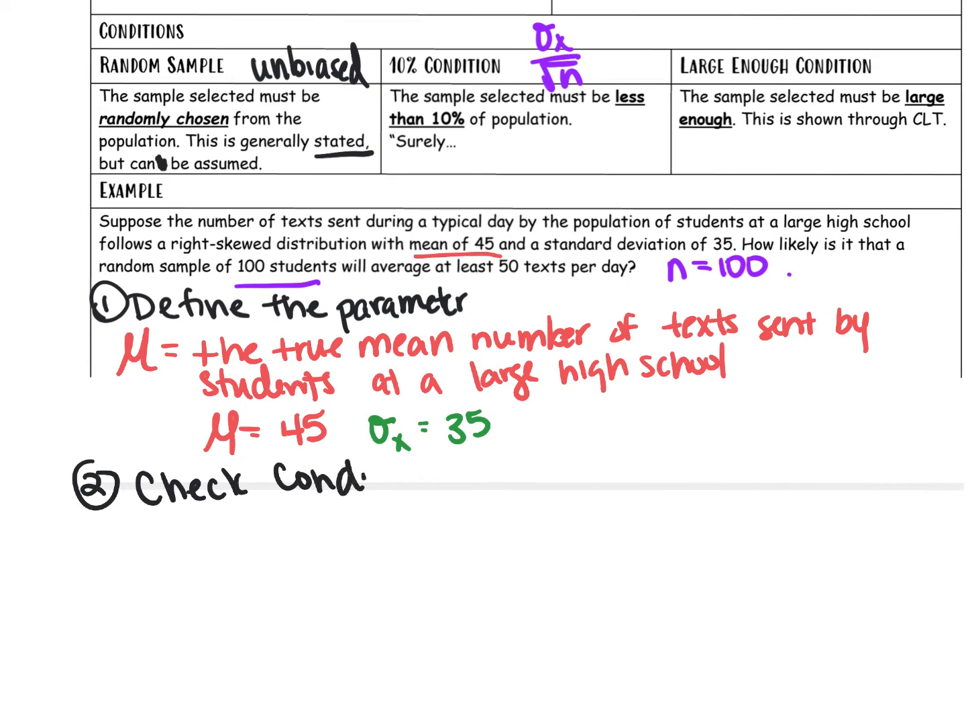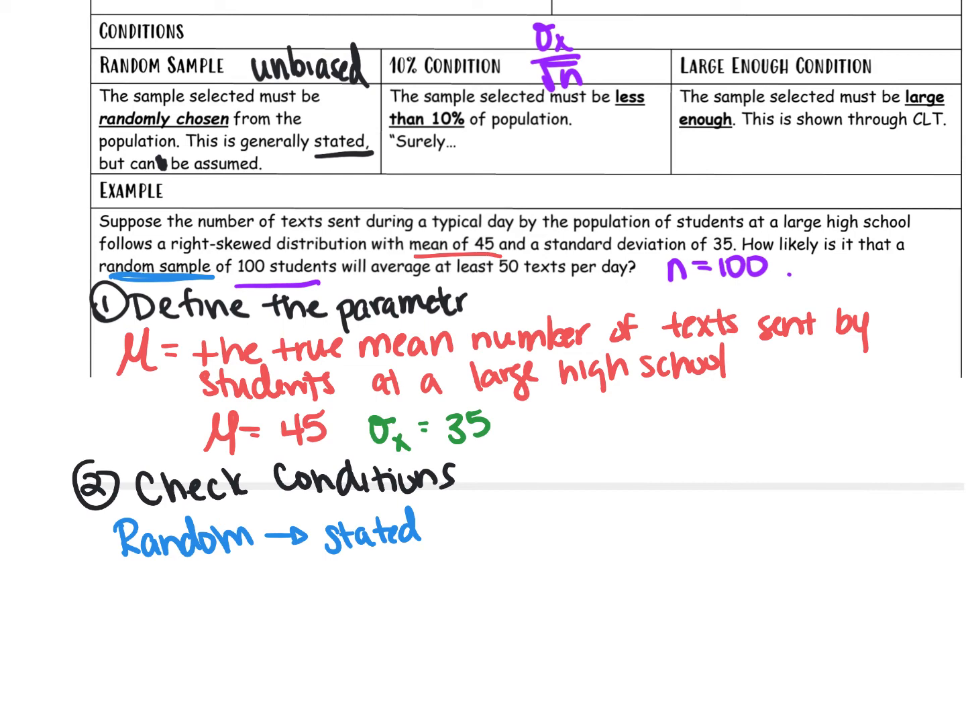So we're going to check our conditions. Remember, we have these three conditions to check. The first condition is the random condition. And notice that in this part right here, it literally says, how likely is it that a random sample, so the random condition is met. And here we're going to say it is stated in the actual problem.